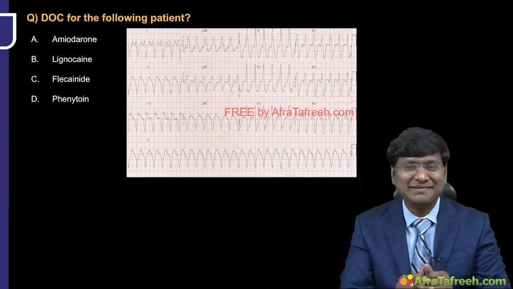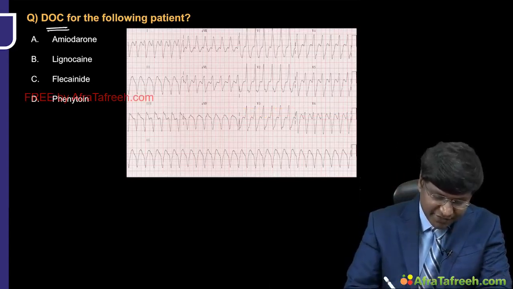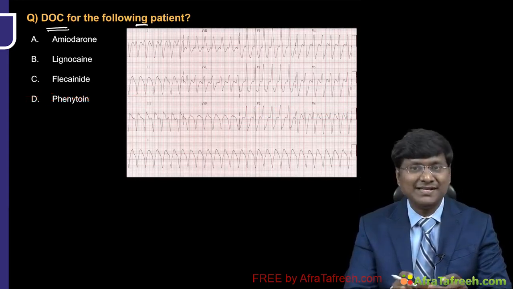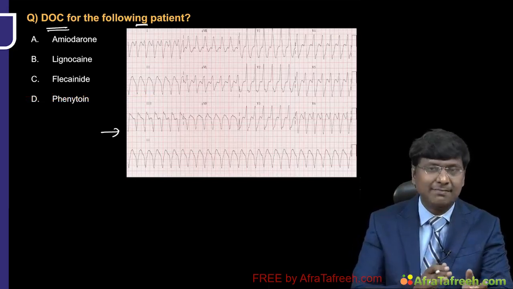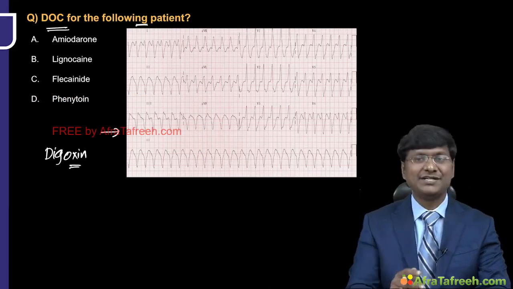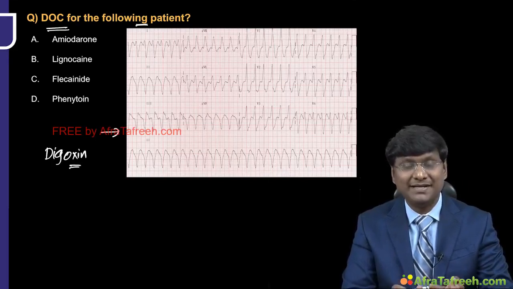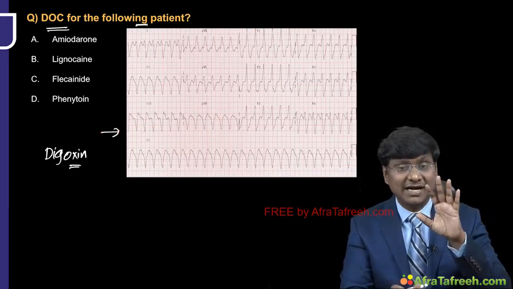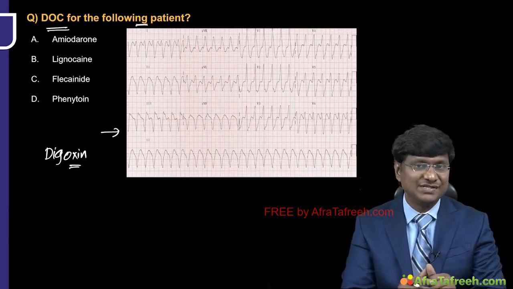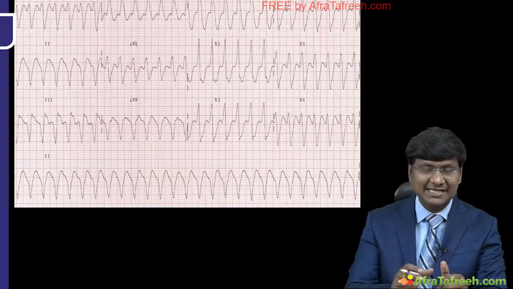So if you see the next important ECG with dominant R wave in AVR. The question is, drug of choice for the following patient is, the options are amiodarone, lignocaine, flecainide and phenytoin. See, this is the ECG. If you take a little background history, this patient is on digoxin, and he presented with nausea, vomiting, and yellow vision. And this patient presented with palpitations and giddiness. This is the presentation of the patient. And when ECG was taken, this is the ECG in the individual.